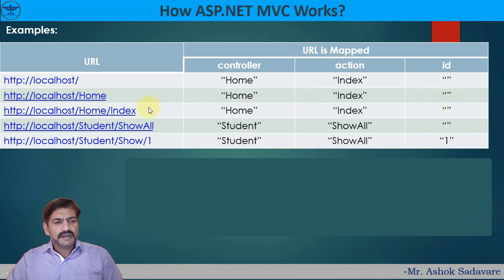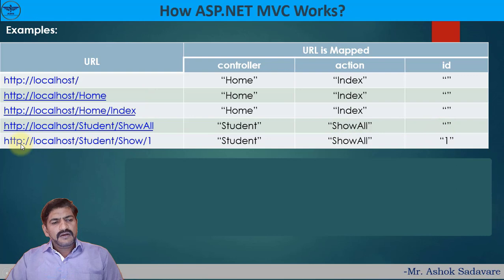Take the next example URL. If the user passes this URL, that is localhost/home/index, so home is the name of the controller, then index is the name of the action, and there is no ID, so ID is an empty string. Take the fourth URL. Here student is the name of the controller, ShowAll is the name of the action, and there is no ID. So the name of the controller here is student, then the name of the action is ShowAll, and the ID is empty.